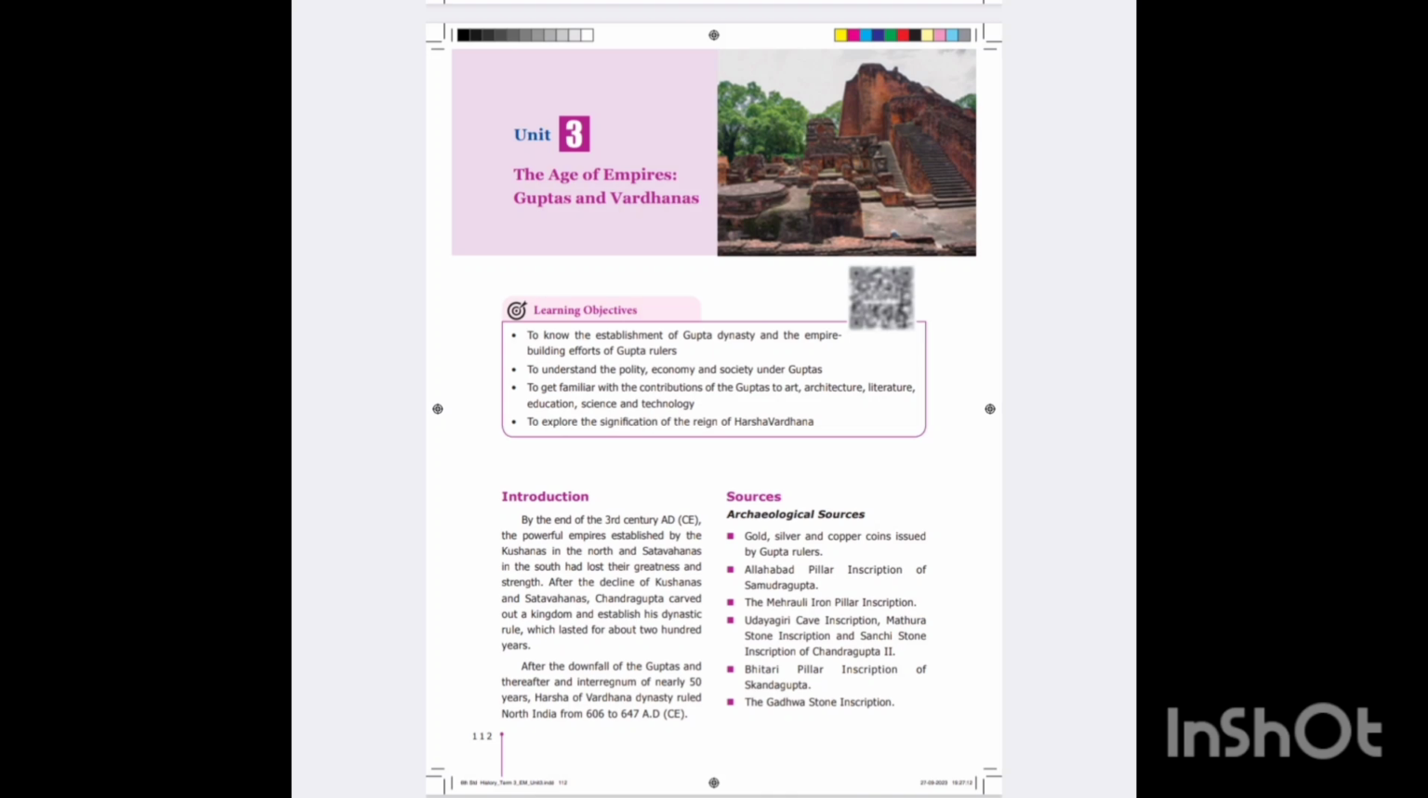Samudragupta, 335 to 380 AD. Samudragupta, son of Chandragupta I, was the greatest ruler of the dynasty. The Prayaga Prashasti, composed by Samudragupta's court poet Harisena, was engraved on the Allahabad pillar. This Allahabad pillar inscription is the main source of information for Samudragupta's reign.